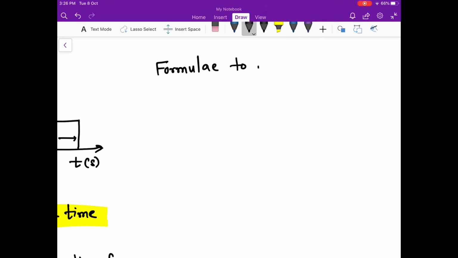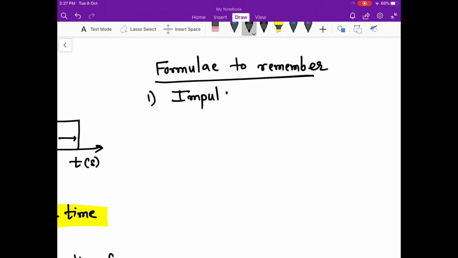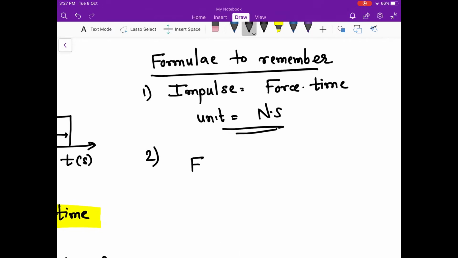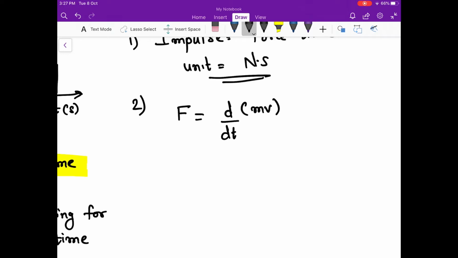Formula to remember. The first formula is impulse, that is equal to force into time. Now the unit of impulse is Newton seconds, that is force into time. And the second formula that you need to remember is Newton's second law of motion, that is force is equal to rate of change of momentum, that is mass into velocity. If you just remember these two formulas, that is sufficient for solving problems.